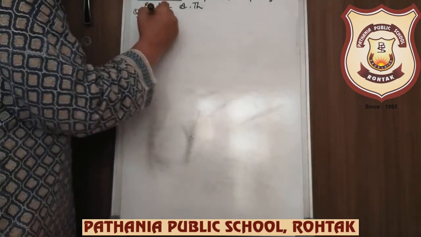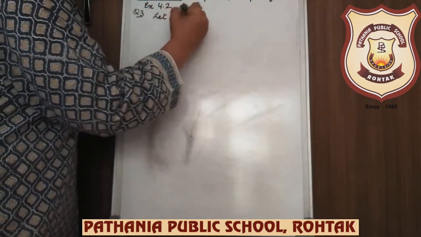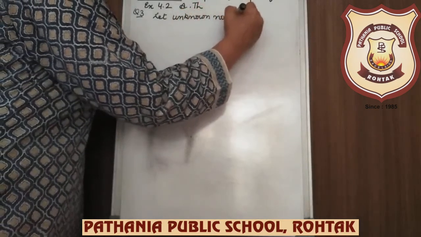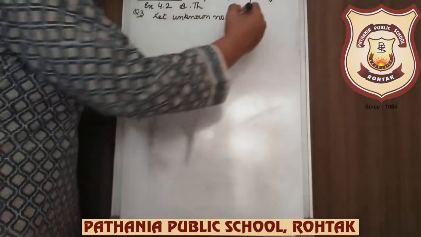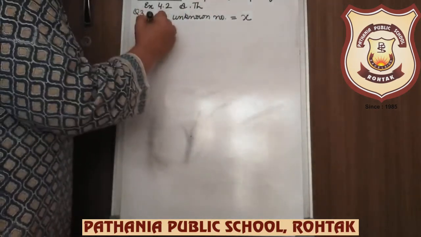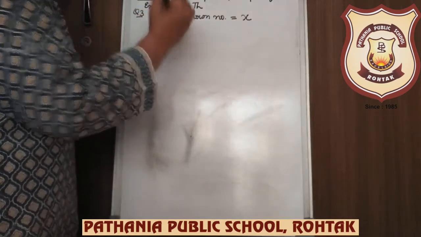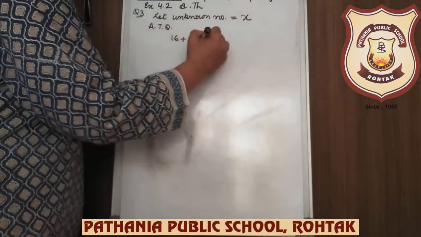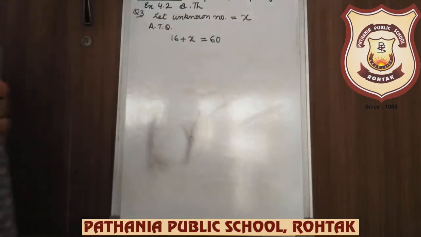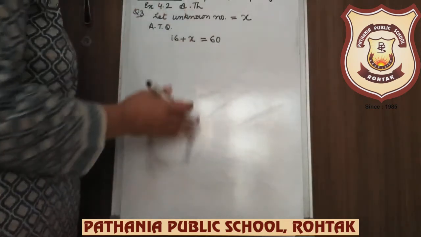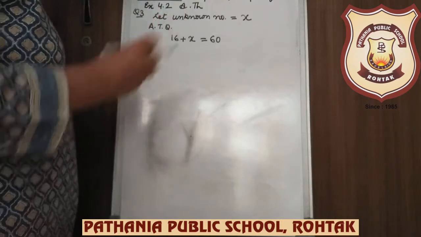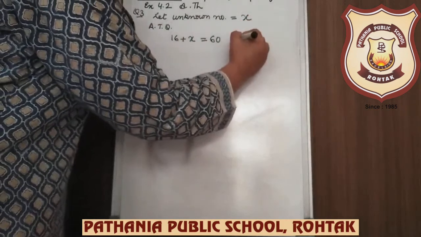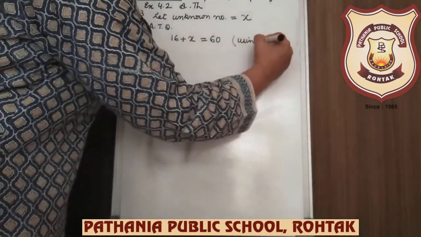Question 3. Let the unknown number be equal to x. Now according to the question, it says the sum of 16 plus the unknown number is 60. And what is the unknown number? Now you can follow the systematic method or transposition, that is your choice. But as per the exercise, I will use the systematic method.